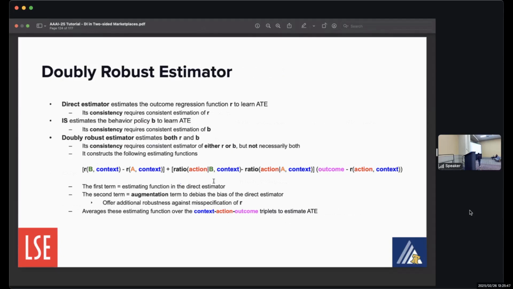Essentially, what the double robust estimator does is that it estimates both the reward function and the behavior policy. It constructs the estimator in such a manner that it requires a weaker condition to achieve consistency. In particular, its consistency only requires one of the functions to be consistently estimated. If either the reward function or the behavior policy is consistently estimated, then the resulting ATE estimator will be consistent. It doesn't necessarily require both functions to be consistently estimated.